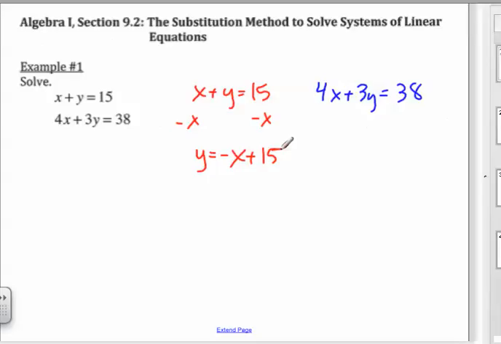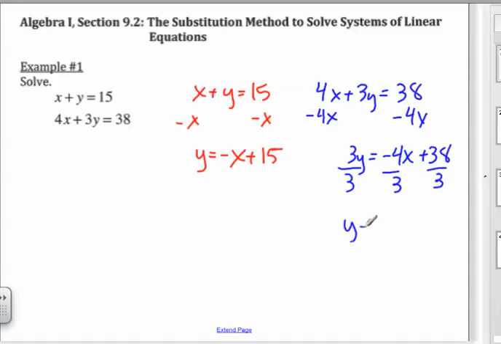Now, I'm going to go to the blue. I'm going to subtract 4x, and I'm going to get 3y is equal to negative 4x plus 38. And then I'm going to divide everything by 3. And I'm going to get y is equal to negative 4/3 x plus 38 over 3. Sorry, guys. Maybe it's the easiest to remember.